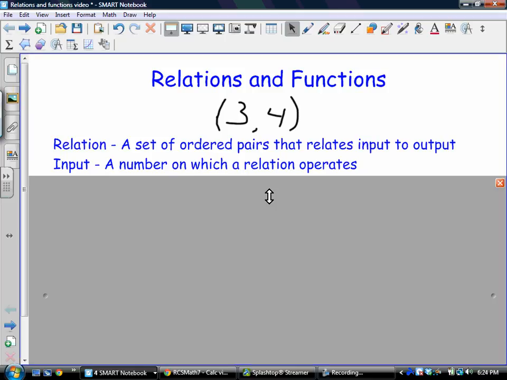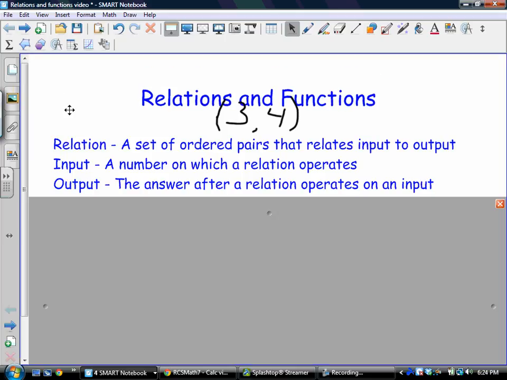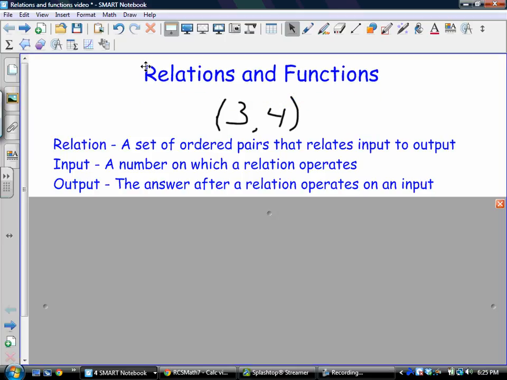This is very similar to what those who've taken tech so far this year will recognize: input and output. And output is the answer after a relation operates on an input. Usually we talk about, like in tech, you have some machine. The input goes into the machine, the machine does something to it, and what comes out is the output. In math, it's the same thing.